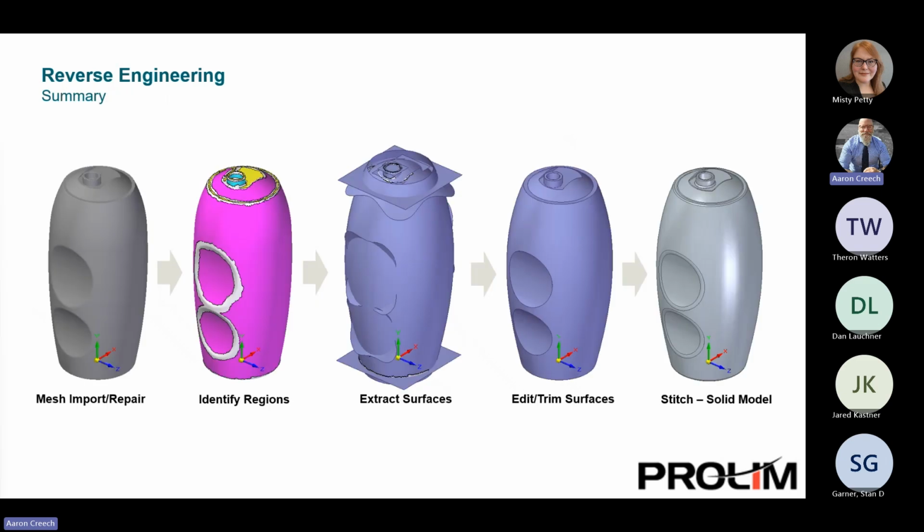So to recap, we walked through the general design process of reverse engineering, where we took the mesh data, identified usable regions, converted those to surfaces, then modified and trimmed those surfaces, and finally converted that mesh to a solid construction body. So now we're ready to make any last minute changes to the model using the power of synchronous modeling technology.